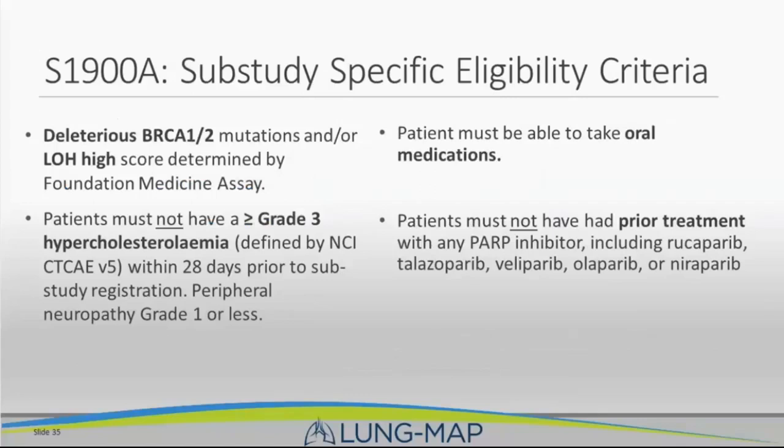And just some sub-study specific eligibility criteria, in addition to the common eligibility criteria for SWOG 1900 and LungMap. So, deleterious BRCA1/2 mutations or LOH high, as determined by the Foundation One assay. No grade 3 hypercholesterolemia or greater within 28 days of sub-study registration, and peripheral neuropathy grade 1 or less. Patients have to be able to take oral medications and have no prior treatment with PARP inhibitors. Next slide, please.